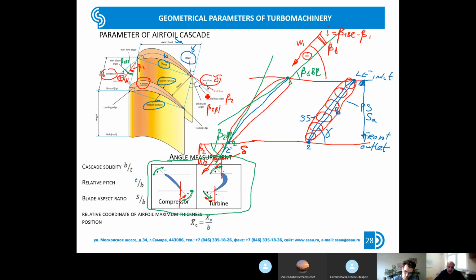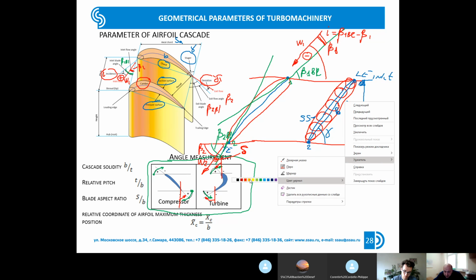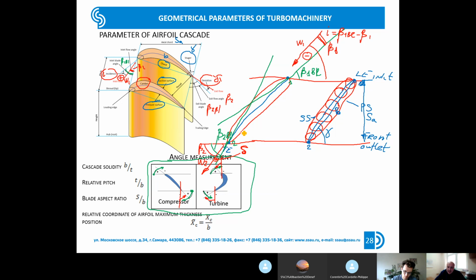So what else? Okay, let's look at what I forgot to say. The distance. Let's change the color. The distance between the same points of two adjacent profiles. So we take the same points of two similar blades. This distance is called pitch. And in Russian practice the small Latin letter t is used to designate it. This one.